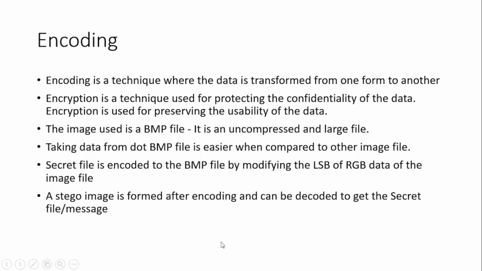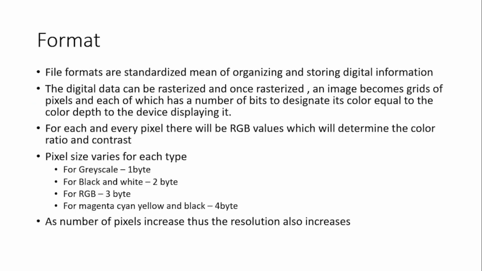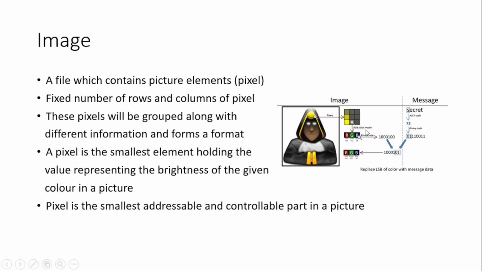The secret file is encoded into the BMP file by modifying the LSB of the RGB data. As you see, this is the RGB data, this is the binary form, and this is a secret message. Let's say the ASCII code of S is 73, and we add these bits one by one to the LSB of each pixel data.